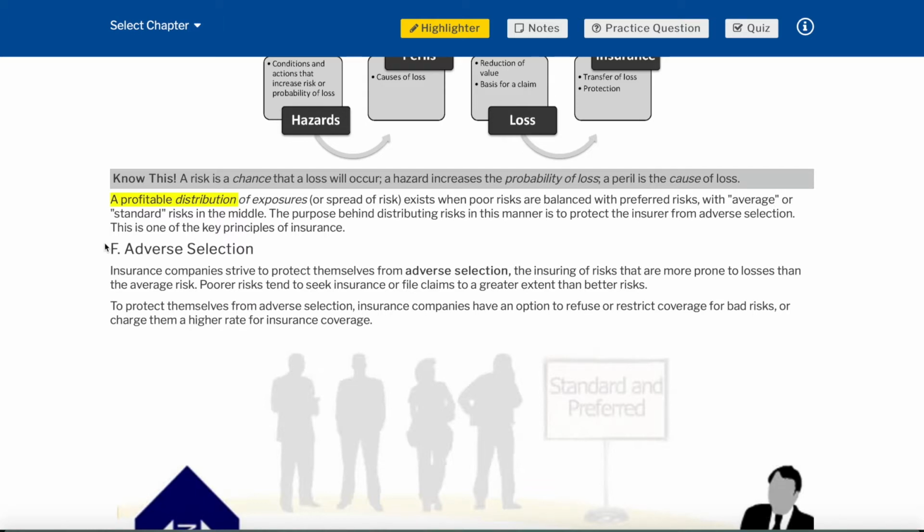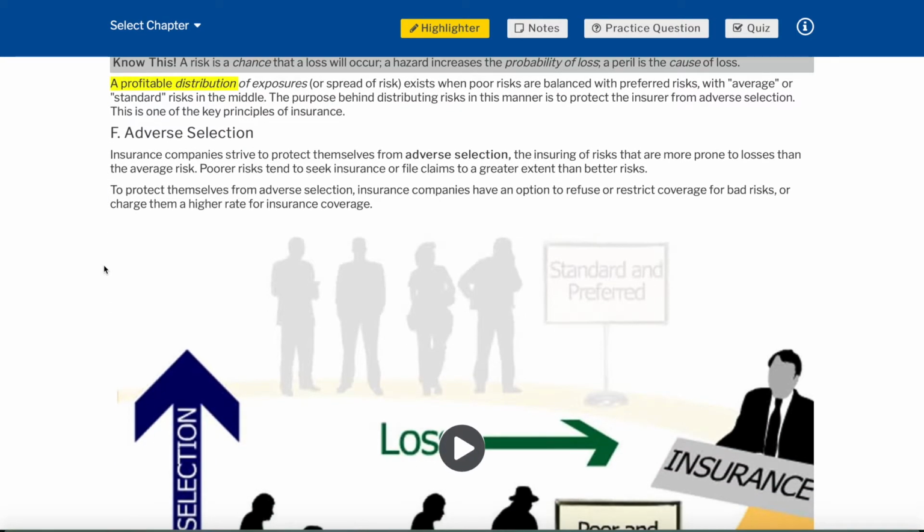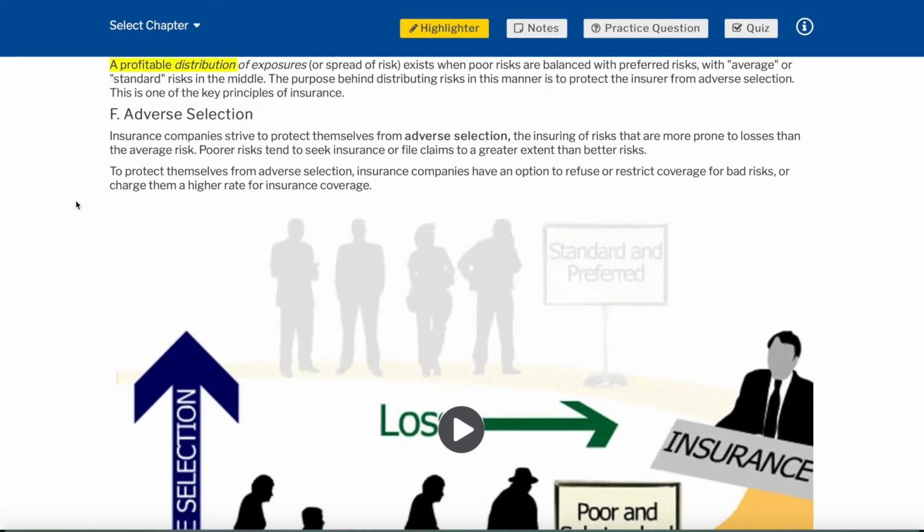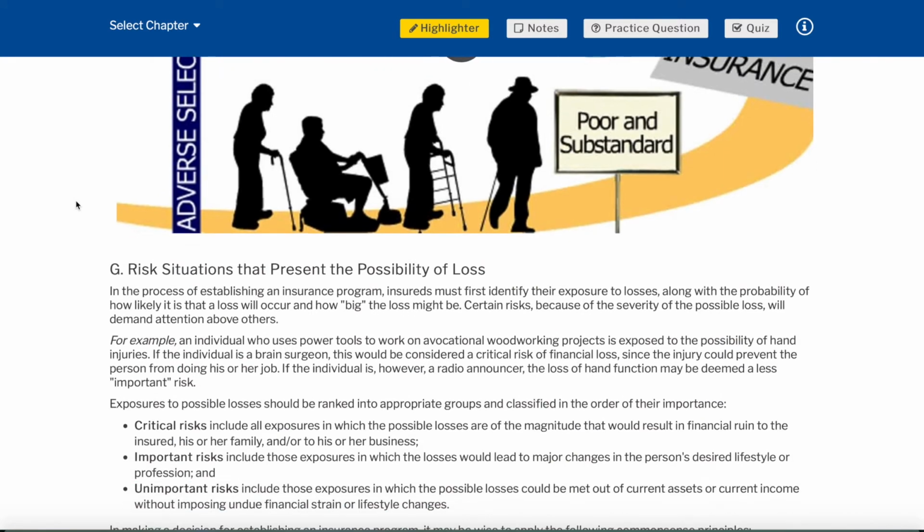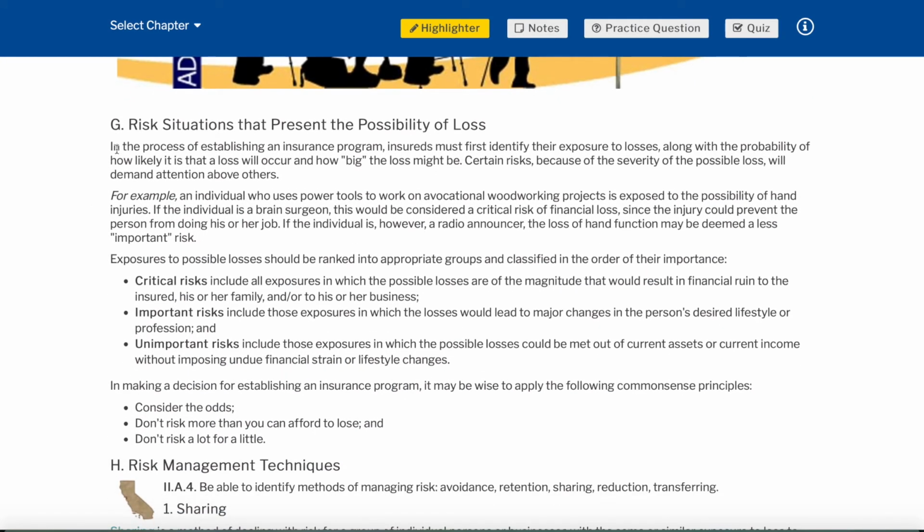F. Adverse selection. Insurance companies strive to protect themselves from adverse selection, the insuring of risks that are more prone to losses than the average risk. Poorer risks tend to seek insurance or file claims to a greater extent than better risks. Insurance companies have an option to refuse or restrict coverage for bad risks, or charge them a higher rate for insurance coverage.